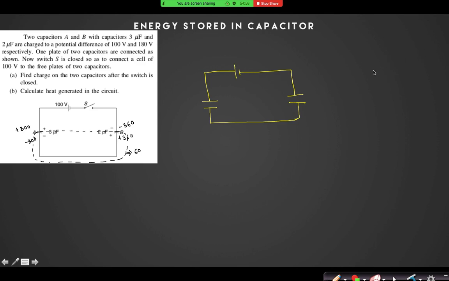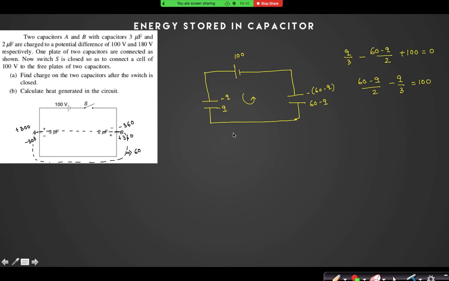So first we have to calculate the final charges on them. Let us assume the final charge on it to be Q. So that will be 60 minus Q, right? That will be minus of 60 minus Q, and that will be minus Q. And that is 100 volt, right? If I write a loop equation anti-clockwise, so minus to plus is plus Q by 3, plus to minus is minus 60 minus Q by 2, and plus 100 is equal to 0, right? So that comes to be 60 minus Q by 2 minus Q by 3 is equal to 100, right?